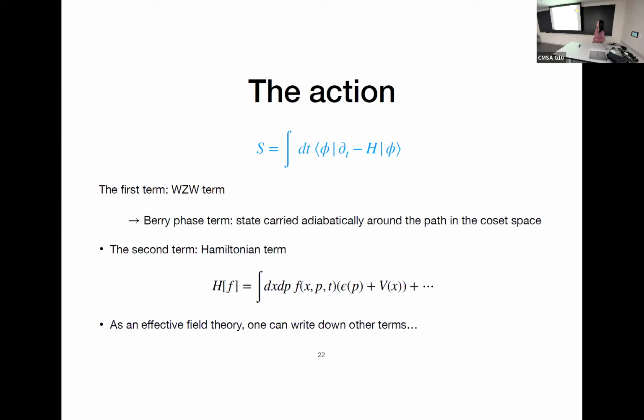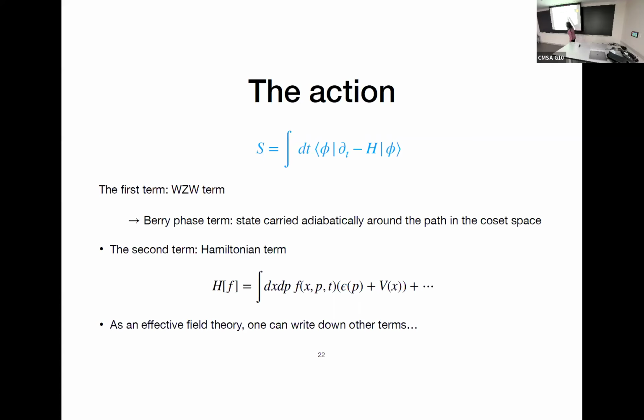And we can think about it as some Berry phase term, which characterizes the state carried adiabatically around the path in the coset space. And the physical point of view of this first term is that, for example, we talk about this droplet configuration changing shape. And we know that under the shape changing, you pick up an adiabatic phase, which is related to the Berry phase. And it's a universal and fixed term. You can find this in Fermi liquid theory.